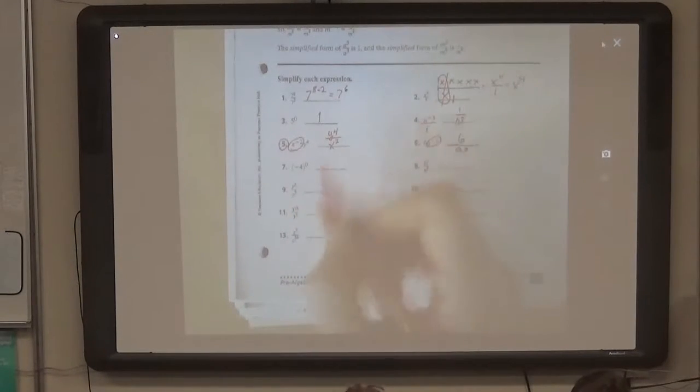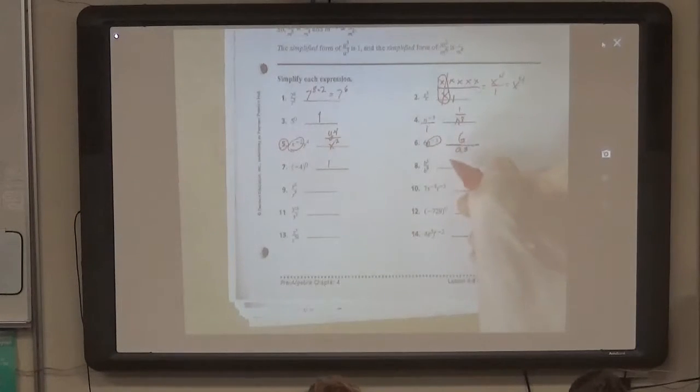Anything to the 0 power is 1. So number 7 is 1. Number 8.